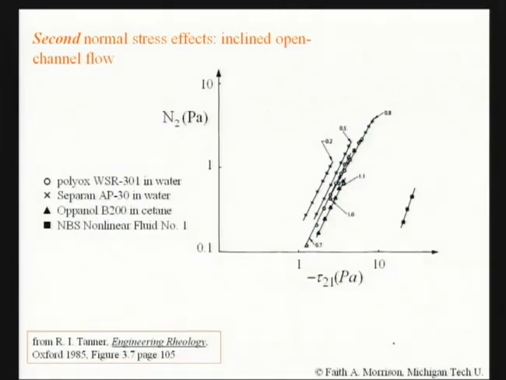Here are some more data on second normal stress difference plotted a little bit differently. This is from Roger Tanner's book on engineering rheology. These are some water-soluble polymers, and they have first normal stress coefficients. These are plotted with respect to the shear stress. And just to show that there's more data in a variety of forms of second normal stress difference. Notice that these are very steeply varying with normal stress.